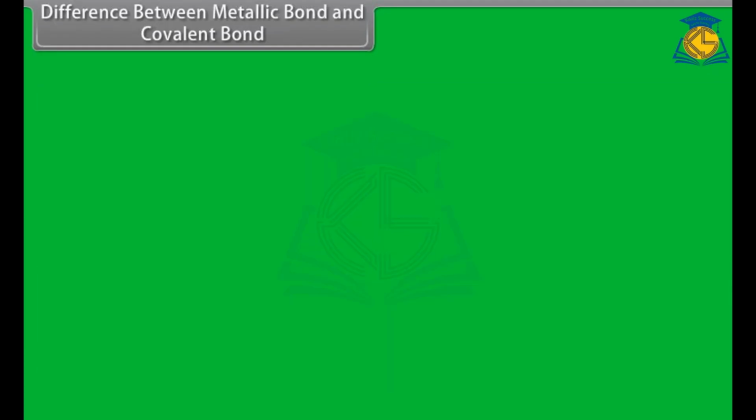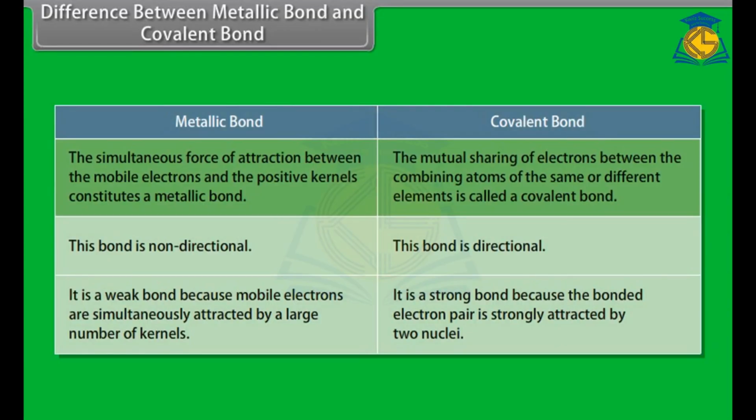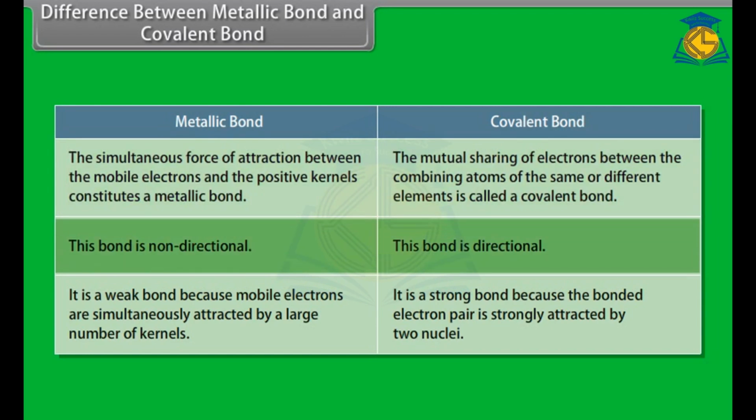Difference between metallic bond and covalent bond. The simultaneous force of attraction between the mobile electrons and the positive kernels constitutes a metallic bond, whereas the mutual sharing of electrons between the combining atoms of the same or different elements is called a covalent bond. Metallic bond is non-directional, whereas covalent bond is directional.